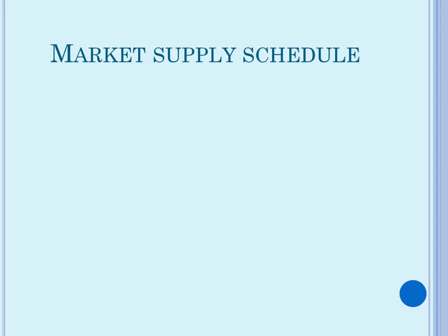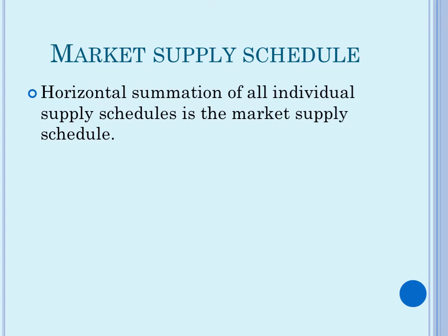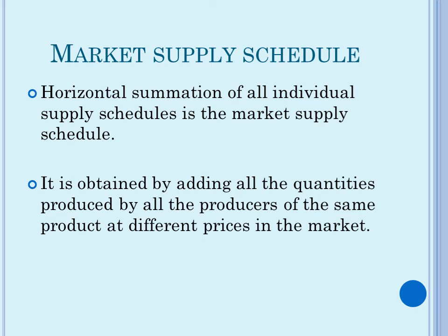Then market supply schedule. It is the horizontal summation of individual supply schedules in the market. When we add together all individual supply schedules, we get the market supply schedule. It is obtained by adding all the quantities produced by all the producers of the same product at different prices in the market. Let me go through an example.